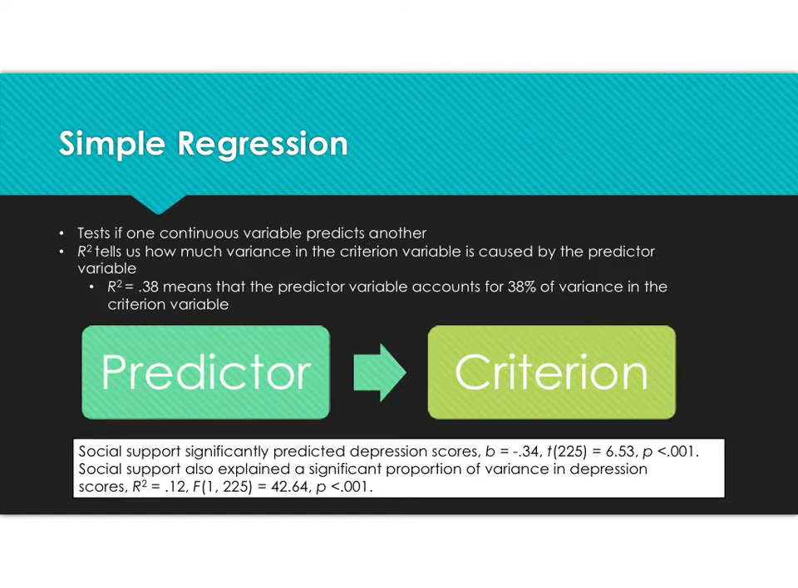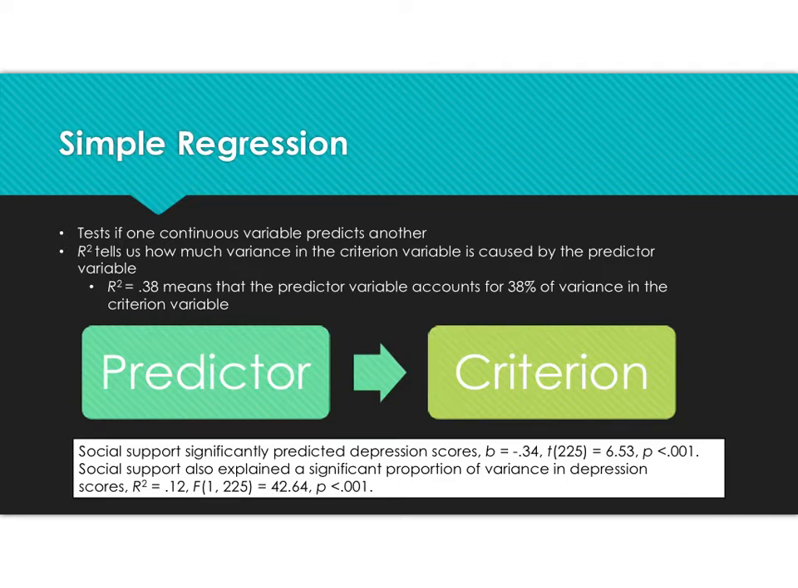And then it says social support also explained a significant proportion of variance in depression scores, and that gives you r squared equals 0.12. So with regression and with a lot of these correlational analyses, we don't just want to know if social support predicts depression, we also want to know how much of depression it predicts. How strong is that relationship? Or in other words, what is the effect size? What is the effect of social support on depression?